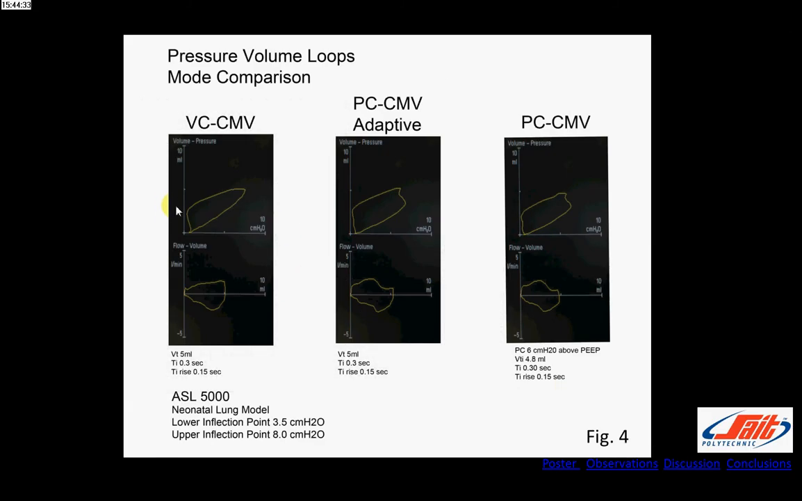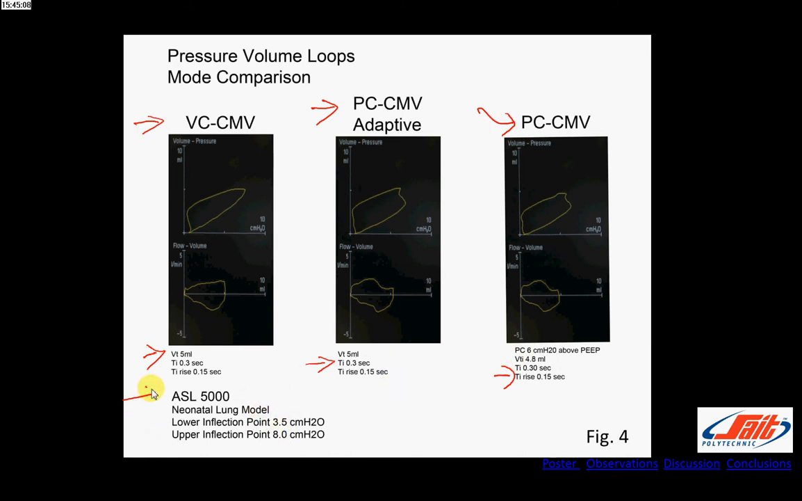So when I initially was ventilating the ASL model, I set up 3 modes of ventilation: volume control, pressure control, and pressure control adaptive. And I set these all up to be about the same. So I had a tidal volume of 5 mils, a TI of 0.3 seconds, and a short TI rise that defaults on the Servo-I of 1.5 seconds. All right. So in pressure control mode, I had to set a pressure control level of about 6 to give me a tidal volume of about 4.8 mils. So they're all pretty similar.